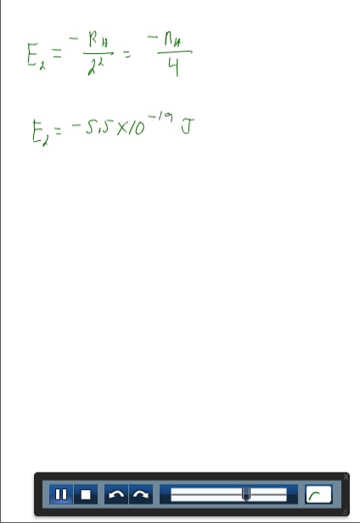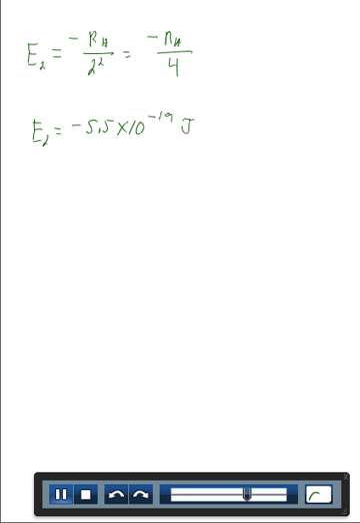The next highest energy would be for n equals 2. So that would be minus R sub H divided by 4, because we square the quantum number n. So the next energy would be equal to minus 5.5 times 10 to the minus 19th joules.